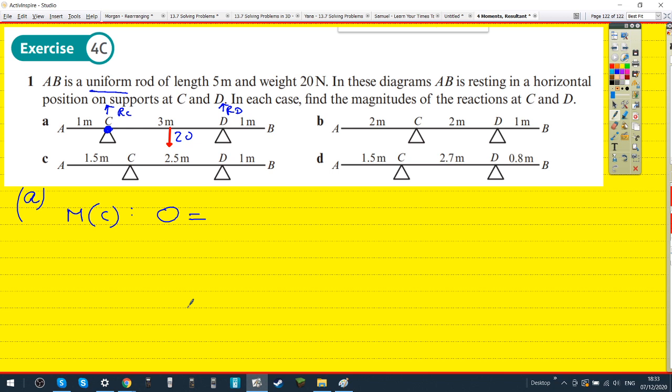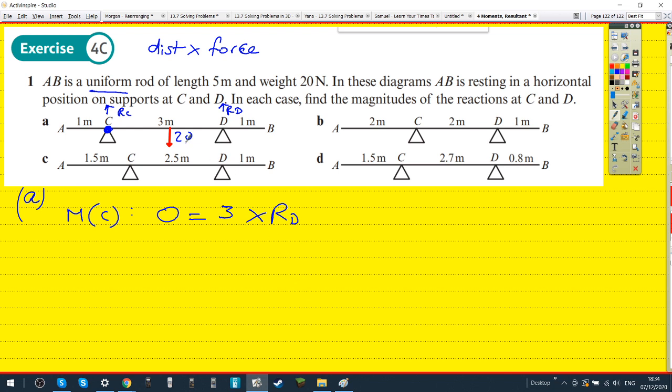And so will that be, do I need to do 1 plus 3 equals 4? No. The reaction at D isn't at B. That would be 4 meters away. Distance times force. From C to the force at D. 3. Okay, and so 3 times 20. That's not 3 meters away. The reaction at D is 3 meters away, and so it'll be 3 times reaction at D, whatever force that is.